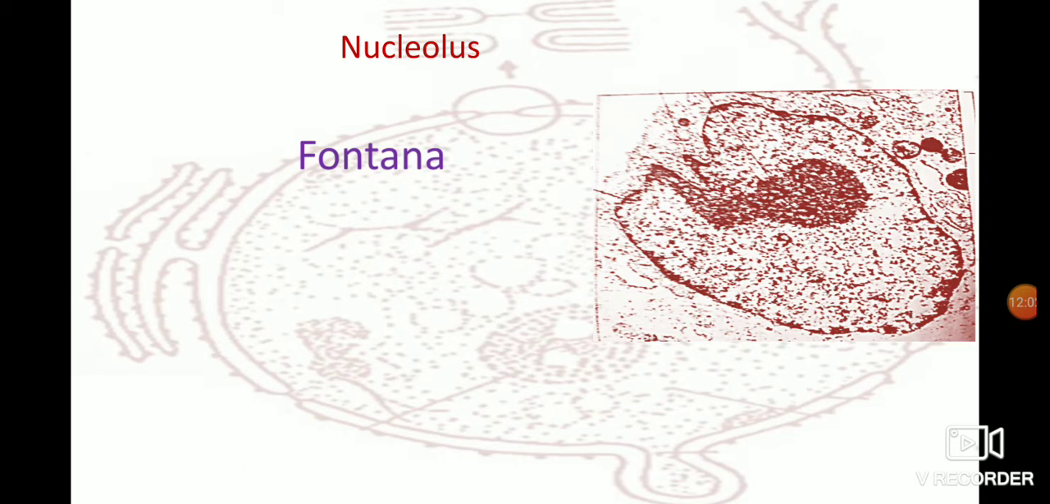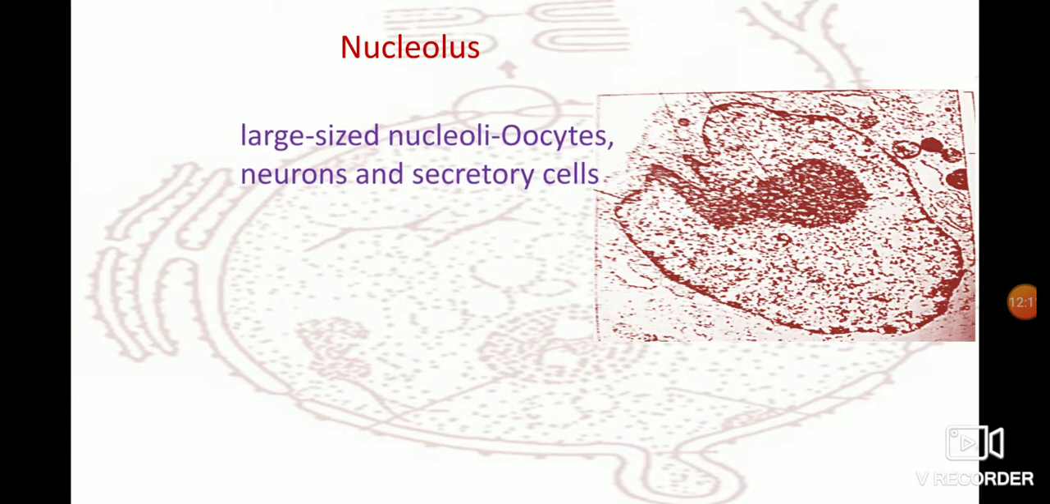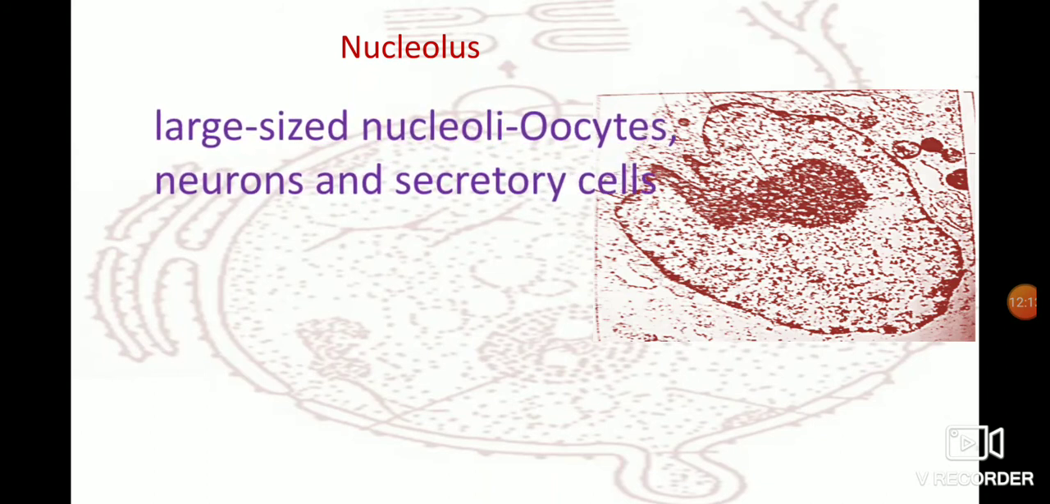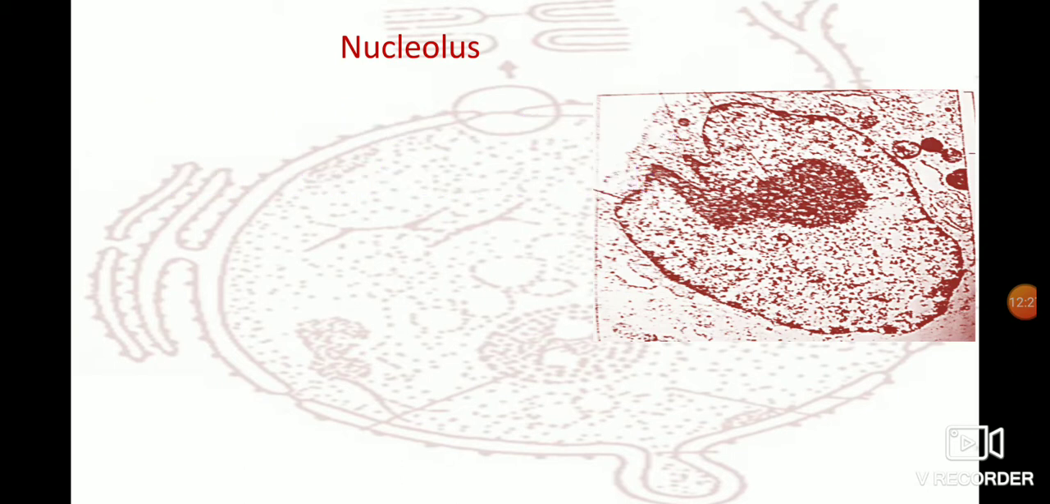The size of the nucleolus is found to be related with the activity of the cell. Therefore, the cells which synthesize the proteins contain comparatively large size nucleoli. Examples are the oocytes, neurons and secretory cells. No membrane separates the nucleolus from the nucleoplasm. Calcium ions are supposed to maintain its intact organization.